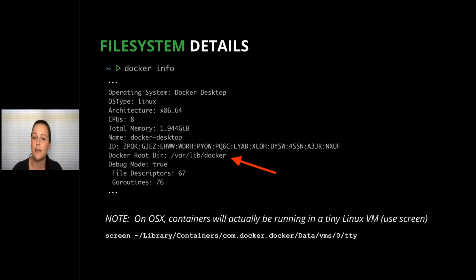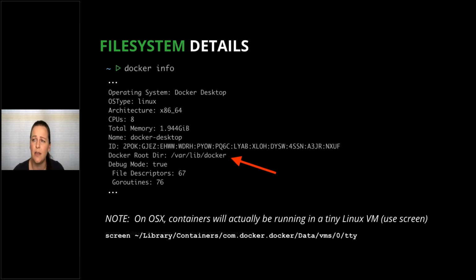I'm going to gloss over some of the file system details that are interesting to know, where containers and images are actually stored on your file system. First off, after you've installed Docker on your system, running the command docker info will spit out a whole bunch of information about your installation, including the Docker root directory. This is where most everything you're going to care about regarding your Docker images and containers will be stored.